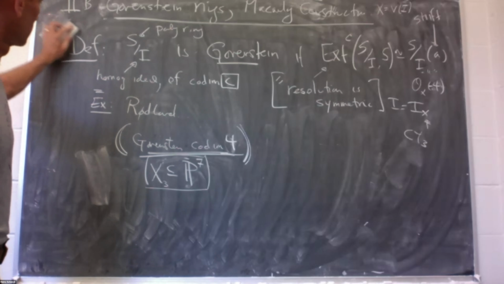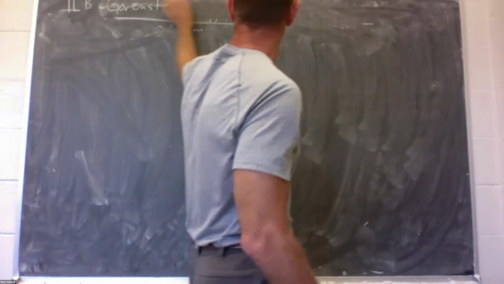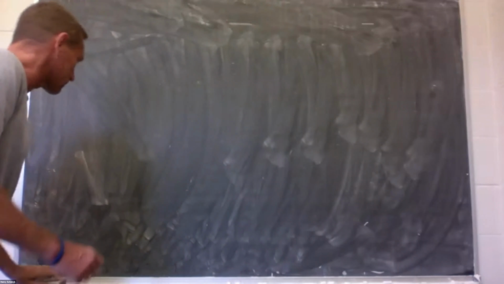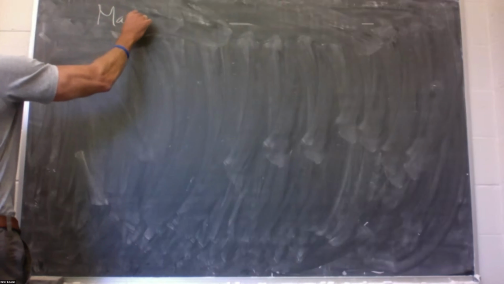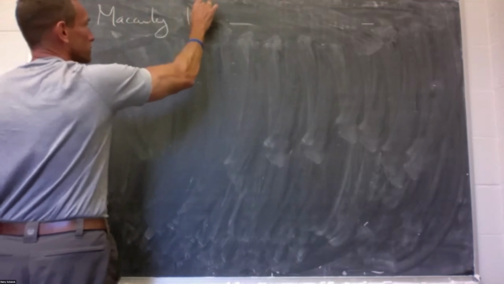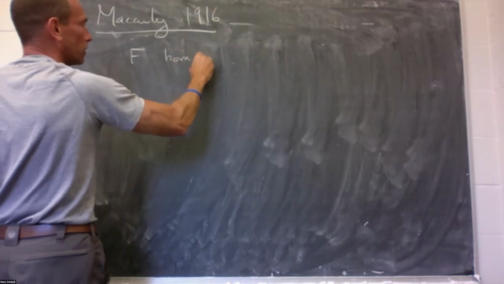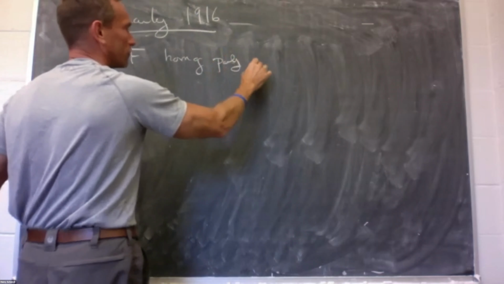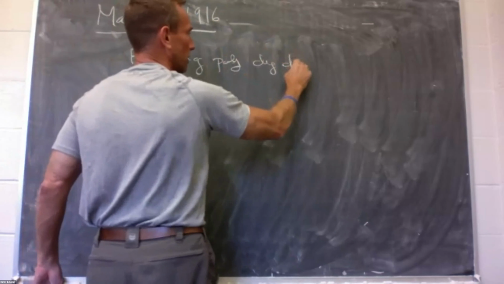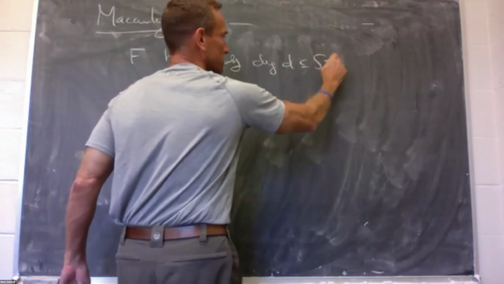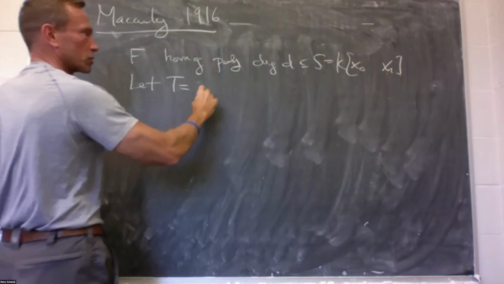So the something to take home is, how do you construct Gorenstein rings? And it's a beautiful construction, and it's great because you can tell it to an undergrad. So this is Macaulay's construction from 1916. F is a homogeneous polynomial of degree, say, D, contained in S equals K[X0, ...]. We let T be the ring of differential operators.